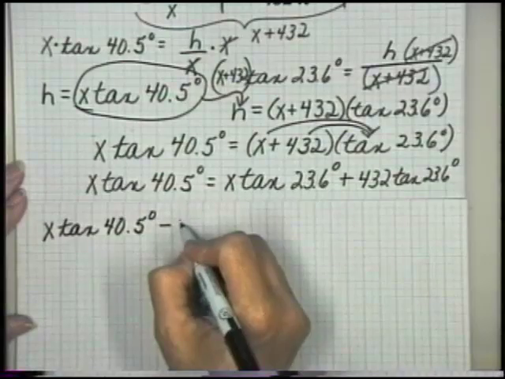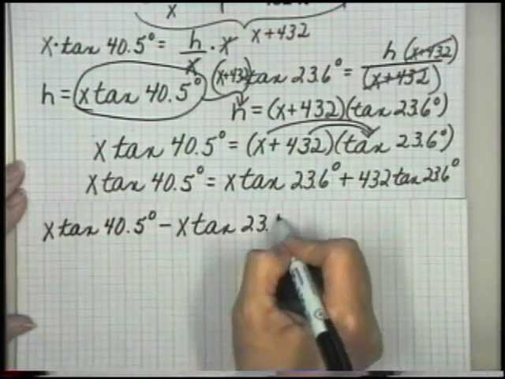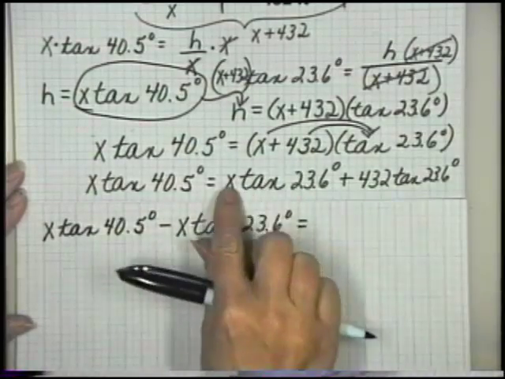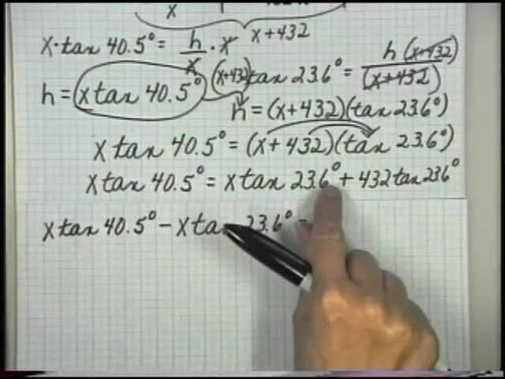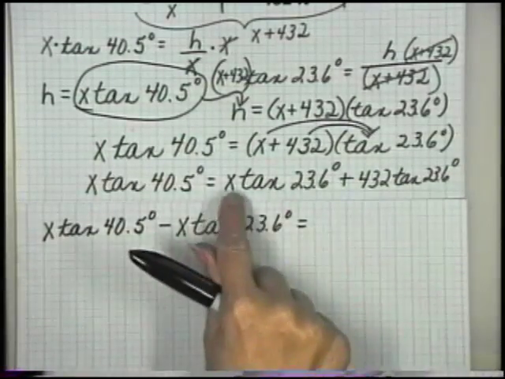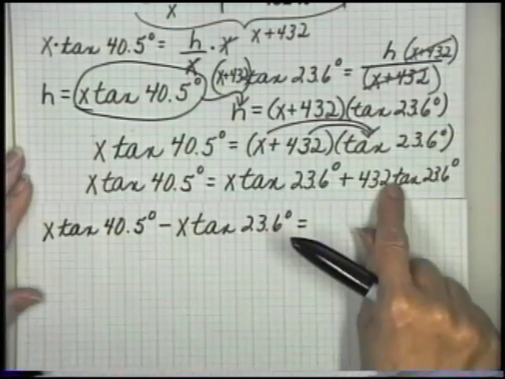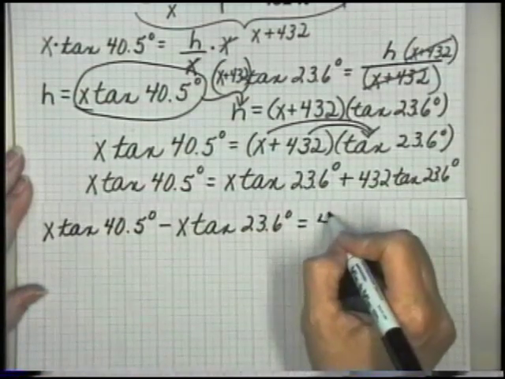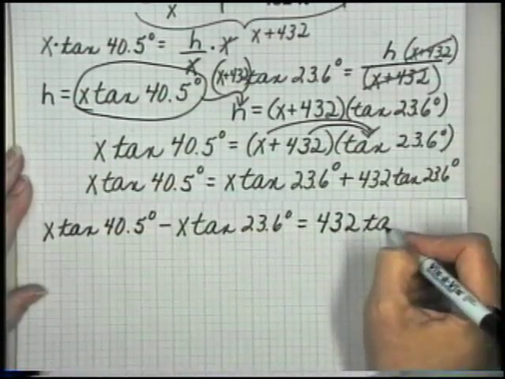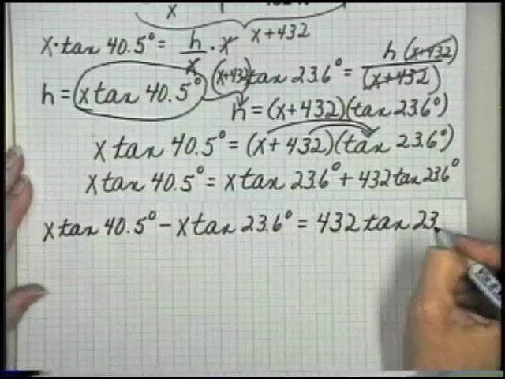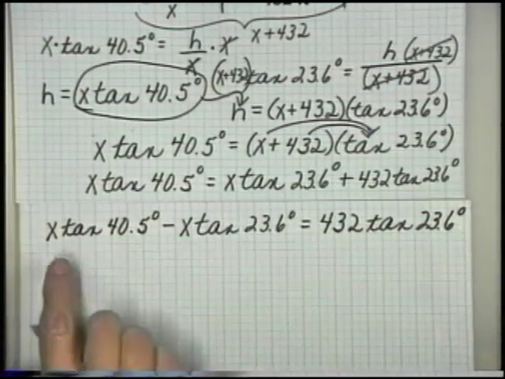When I subtract this from both sides, I'll subtract it from the left. Of course, when I subtract it from over here, x times the tangent of 23.6 degrees minus x times the tangent of 23.6 degrees results in 0, and the only term that I will have then on the right side of that equation is 432 times the tangent of 23.6 degrees.